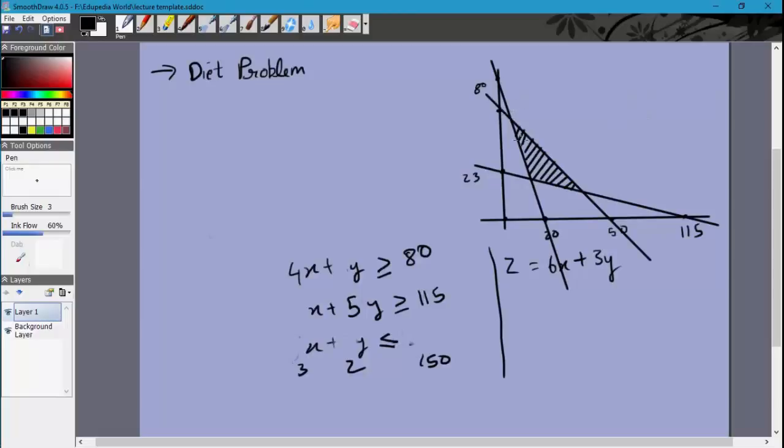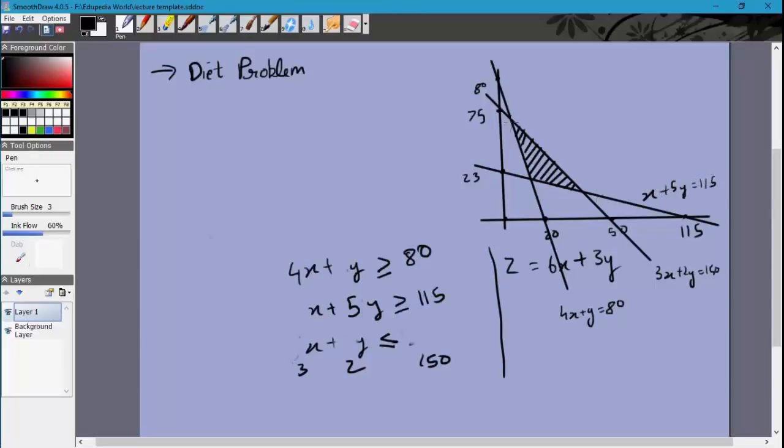Well, it's a triangle and we need to be able to calculate the 3 points. So let's do that. Let's write the equations of the lines first. Sorry, this is 75. This is going through 80 and 20. So this is 4x plus y equal to 80. This is 3x plus 2y equals 150. And this line is x plus 5y equals 115.